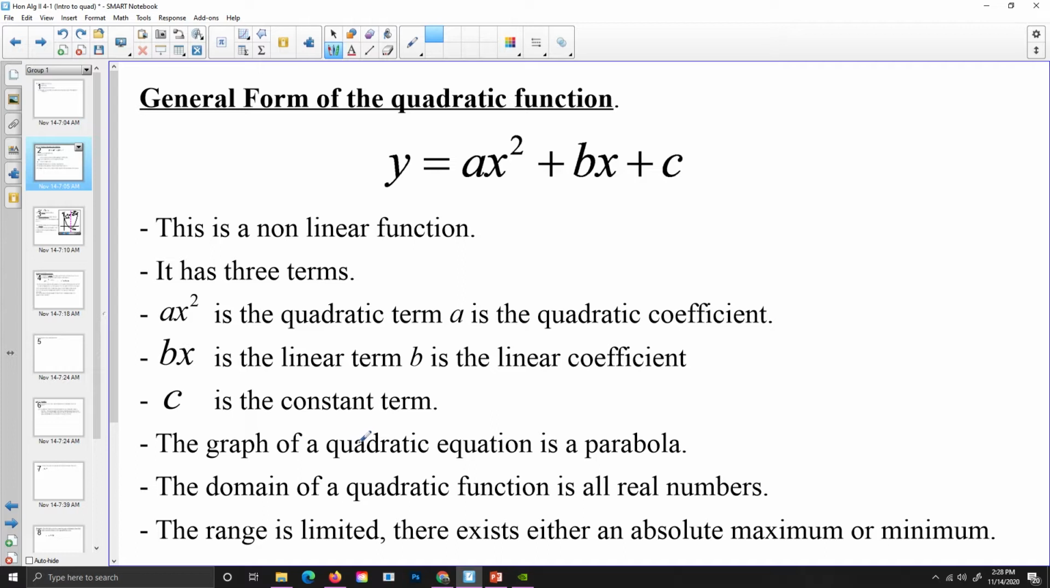The graph of a quadratic equation is called a parabola. The domain of a quadratic function is all real numbers, just like most linear equations have a domain of all real numbers. But the range is limited. And in a quadratic, there exists either an absolute maximum or an absolute minimum, so not all of the y values will be included. So what does that look like?